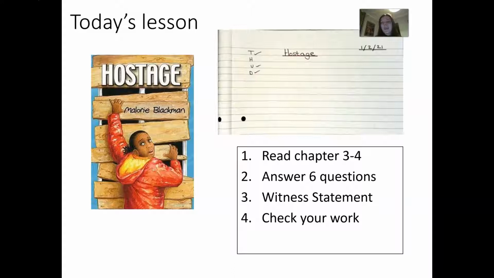Okay, super. So let's just remind ourselves what happened in the story, Hostage. In fact, I'm sure you could probably tell me 2 things that have happened to our character Angela so far. So I'm going to count you down from 3, and I would like you to say 2 things that have happened to our character Angela. Ready? 3, 2, 1.